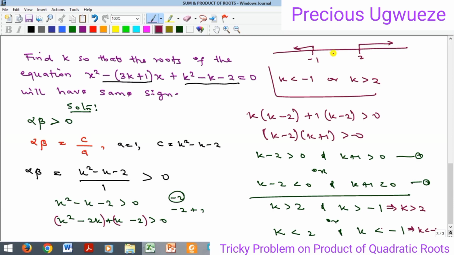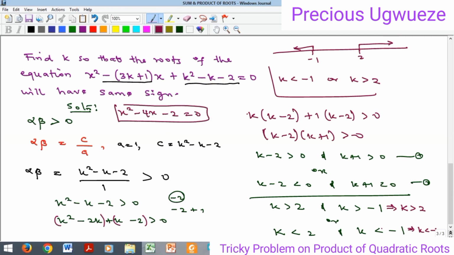An example of something here is 0, an example of something here is 1, and if you put any of them here, you are not going to get the same sign if you solve the quadratic equation you obtain. For instance, if we put k as 1 here, this is going to give us 3 plus 1, which is 4. So we're going to have x squared minus 4x. If we put 1 here, we're going to get 1 squared is 1, minus 1 is 0, and so you have minus 2 here, equal to 0.